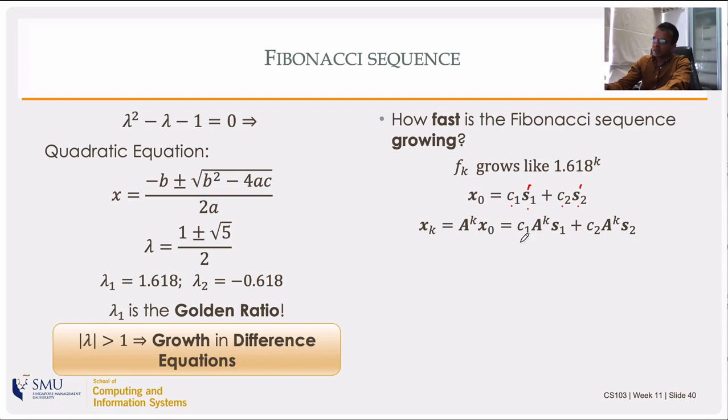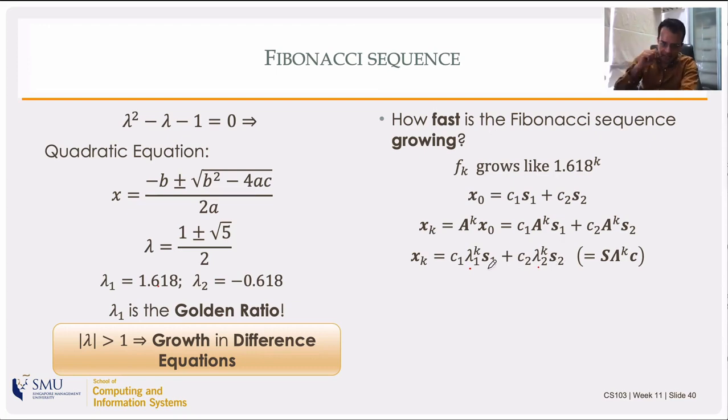And then I know that xk is going to be A to the power k times that x0, which means it's going to be c1 times A to the power k s1, plus c2 times A to the power k s2. And since s1 and s2 are eigenvectors, I know that A to the power k s1 is the same as lambda 1 to the power k s1, and the second one is lambda 2 to the power k s2. So this we already saw. Now look at lambda 1. That absolute value is more than 1. Lambda 2 absolute value is less than 1.